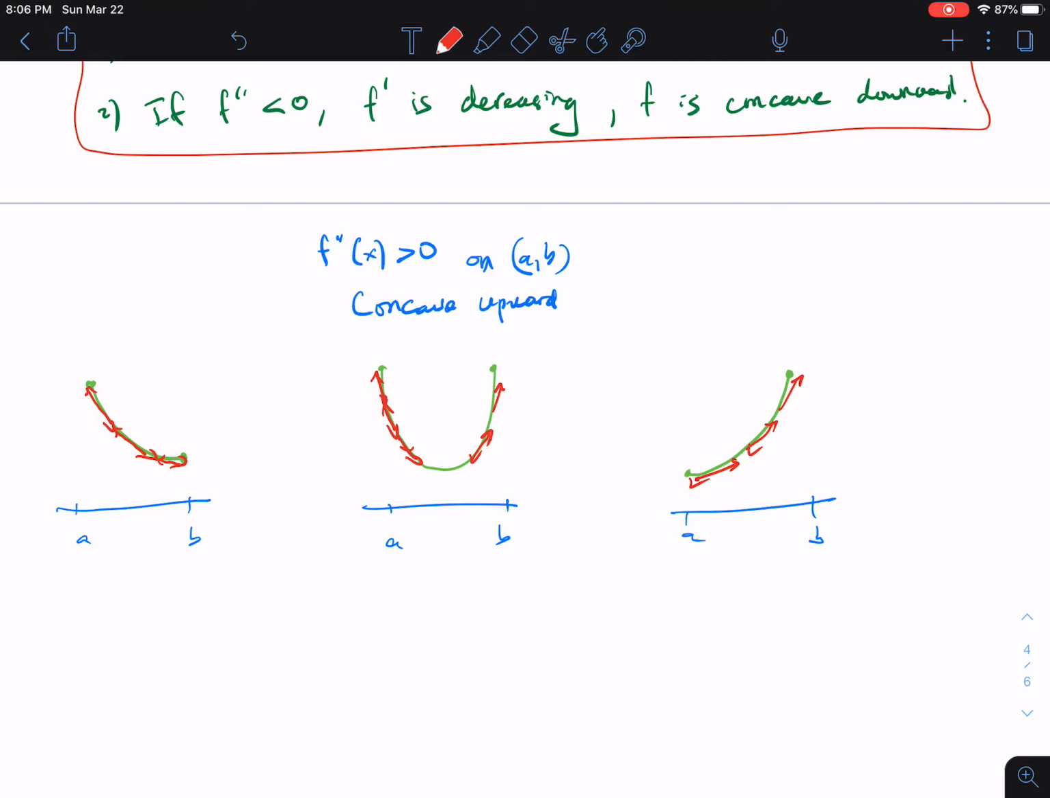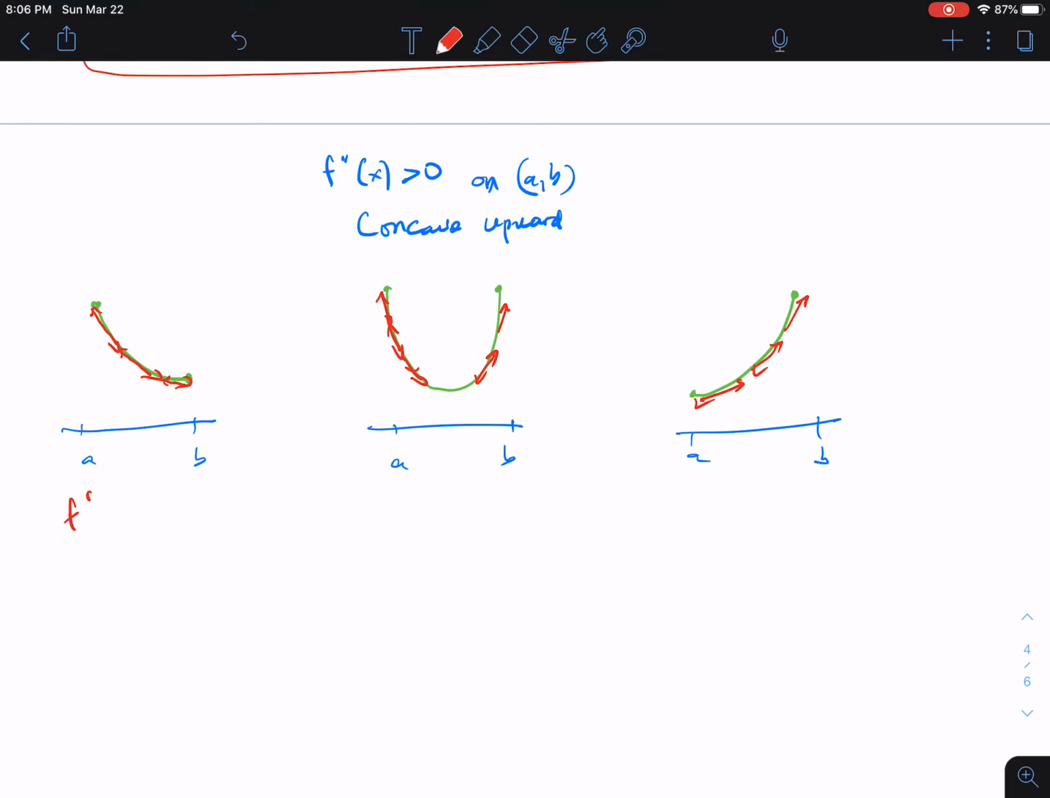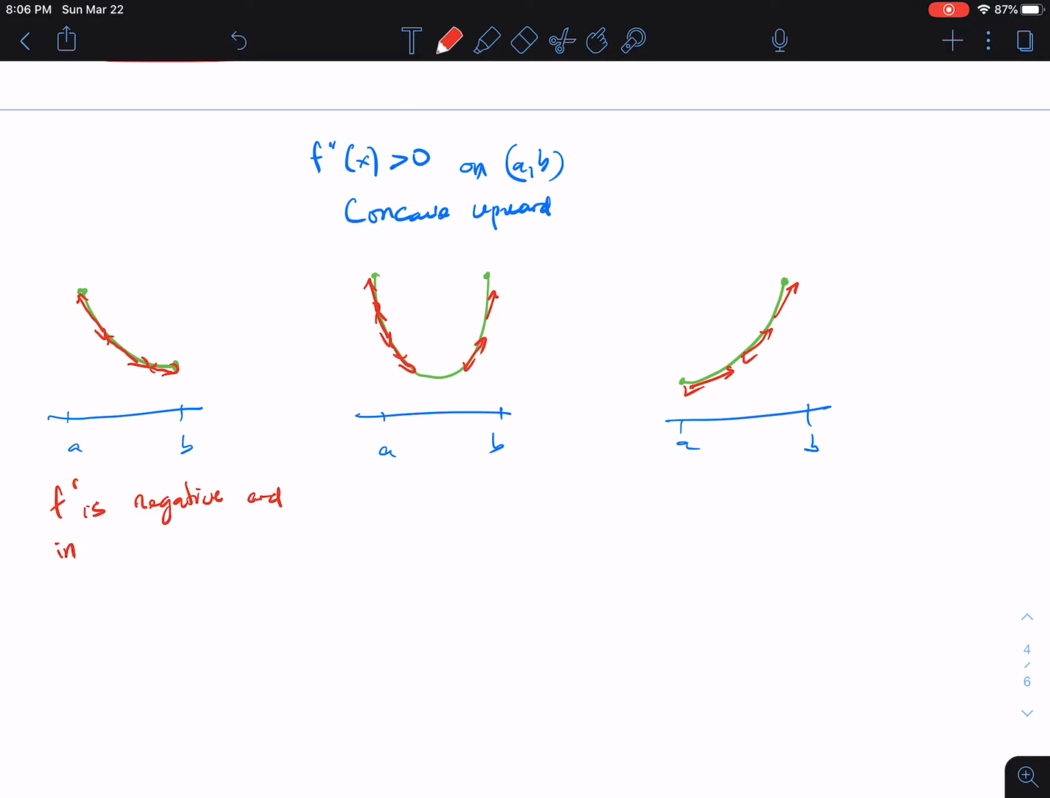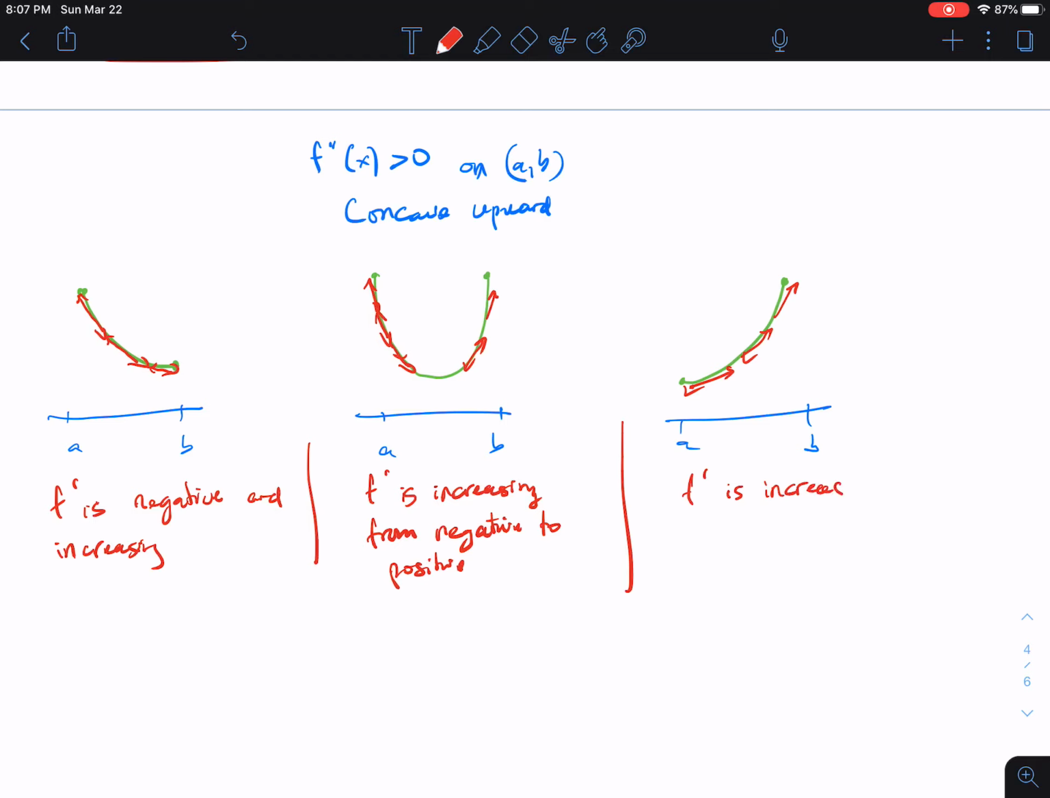So what's happening here? We can say f prime is negative and increasing. Whereas here, f prime of x is increasing from negative to positive. The last case here, f prime of x is positive and it's increasing, so it's increasing in general there.